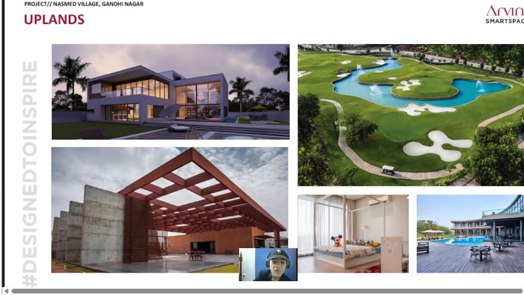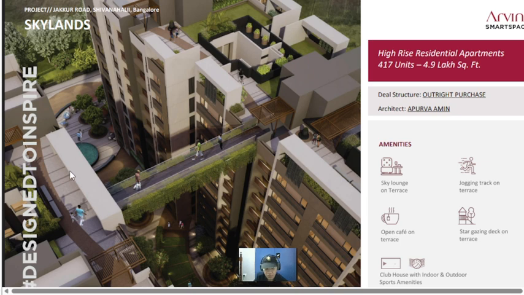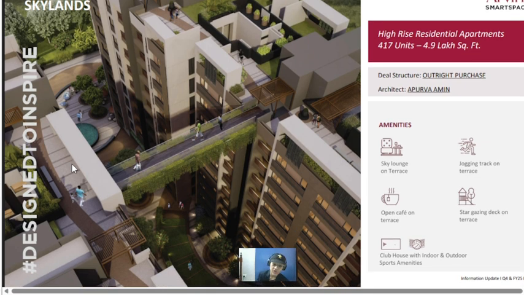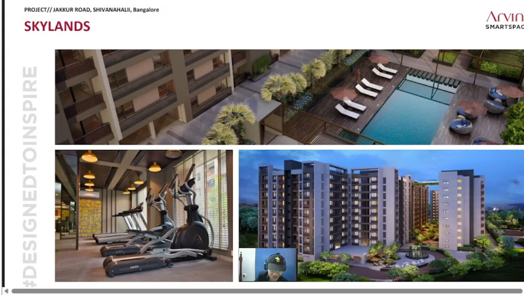Let's make myself even smaller. Moving on, you've got clubhouses, you've got gyms inside. Then we have Skylands, residential apartments. So earlier they made the Uplands where they had villas, houses, right? Now we have apartments, residential apartments. It has a jogging track on the terrace, very nice. There's a cafe on the terrace. I wish I could afford this.